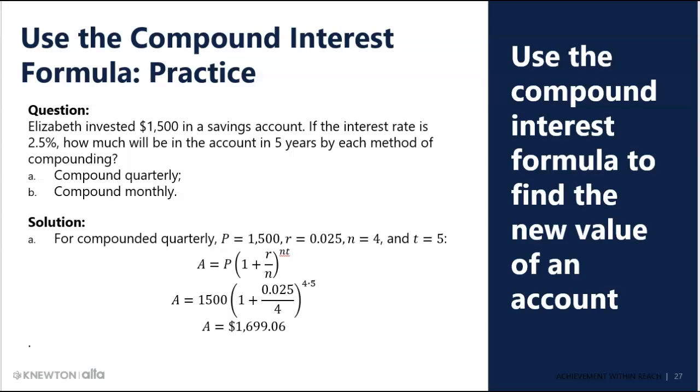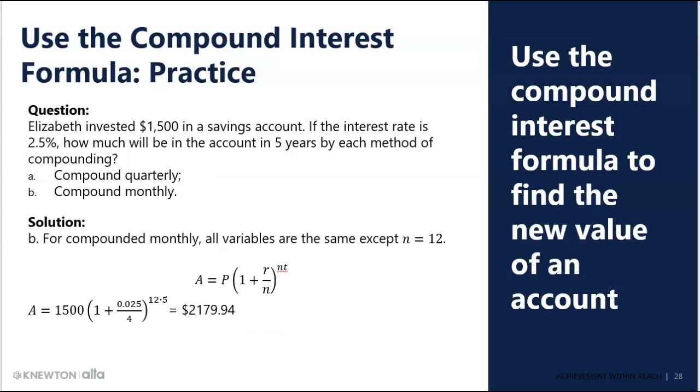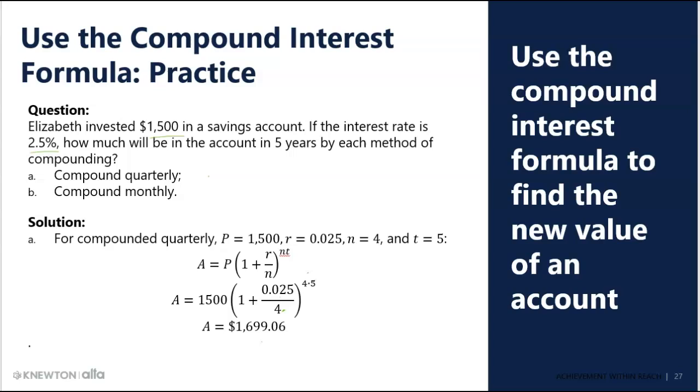And I did part. Here's another one. $1,500 is invested in savings account, 2.5% interest. Notice they compounded quarterly. N is 4. Make sure you put it in both places. Get that. And if you compound monthly, you'll see you get a little more. Actually, it was significantly more here because it was for 5 years.